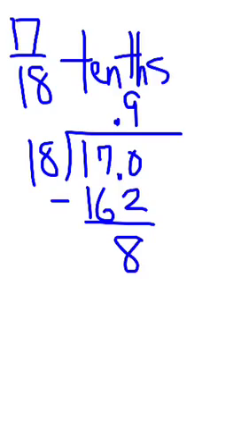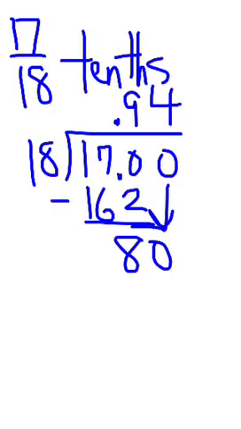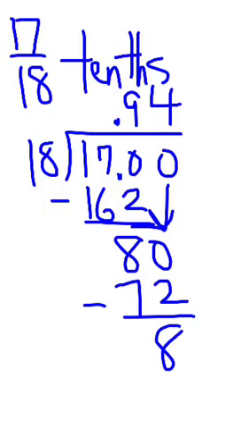Now, we're currently at the tenths place with the 9, but we need to divide one more time to figure out how to round the 9. So we add another 0 and bring it down. And 18 can go into 80 4 times. We can stop here and round our answer to the tenths place.